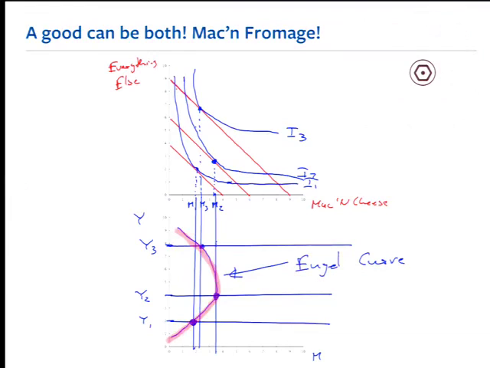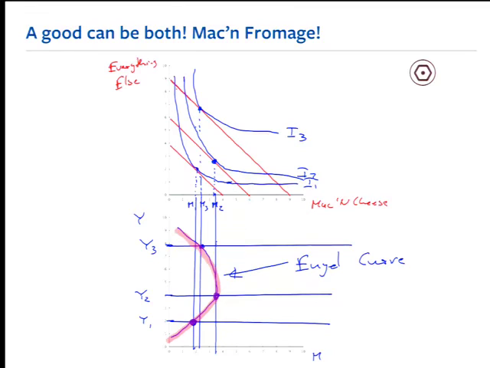If I hide this part here, I don't know how I can do that. Okay, so if we hide the top part here, it looks like an upward sloping Engel curve, normal good, up until income levels of roughly $4 or $5. If we hide the bottom part, the Engel curve is downward sloping, so it's an inferior good for incomes above roughly $4.50 or something like that. So this is an example for an individual for whom mac and cheese is both an inferior and a normal good. At low levels of income, normal. At high levels of income, inferior.